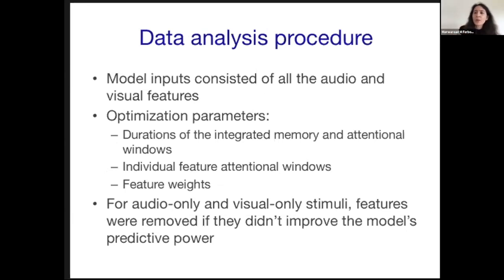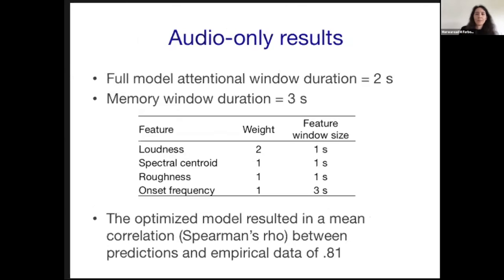The feature weights and whether they were even necessary were obtained in a manner similar to stepwise regression. So all features were given equal weight initially, and then individually removed to see if the predictions improved. The decision to retain or eliminate features and assign relative weights was done using only the audio-only and visual-only stimuli.